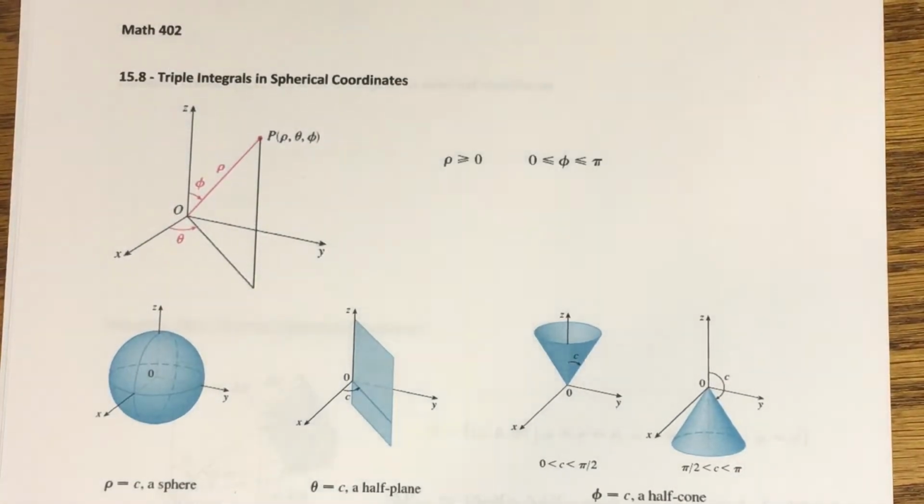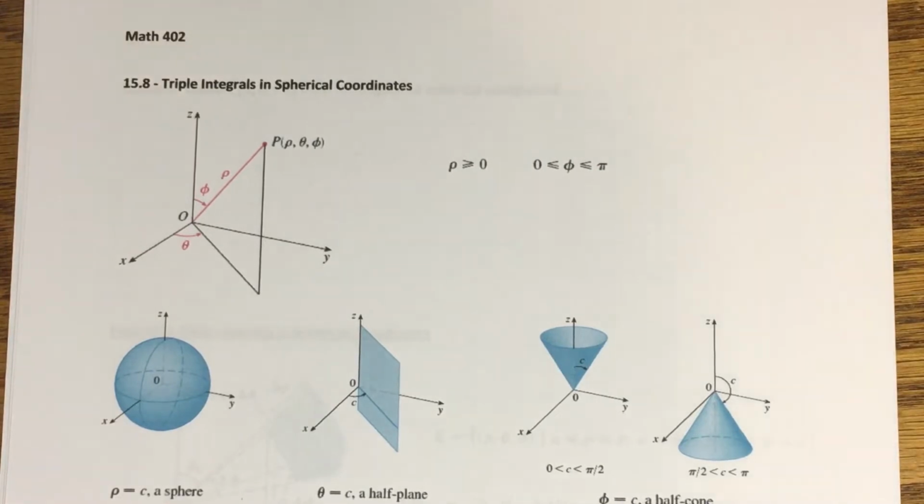All right, so we're in 15.8 now. In 15.7, we discussed an alternate coordinate system that in some cases made it easier to evaluate certain triple integrals. There's one more coordinate system that we want to look at for that same purpose. These are called spherical coordinates.